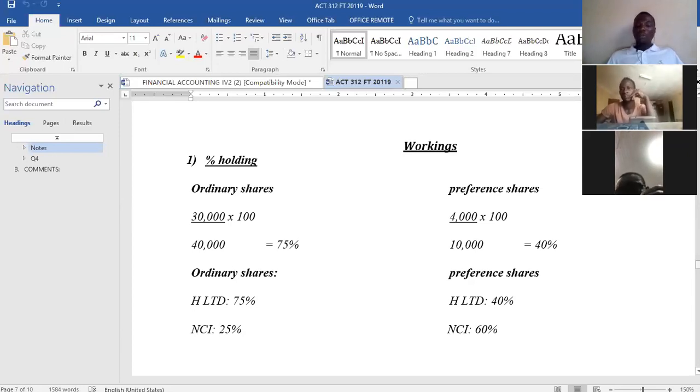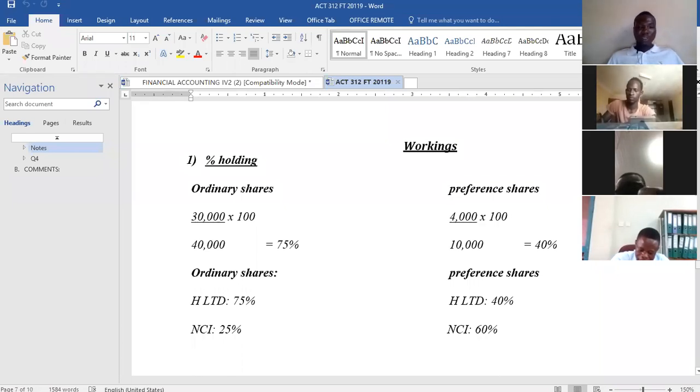If I go to the preference shares, it is the same: one share amounts to 1 cedi. So if the share value on S's books of account is 10,000, then I can say that S has a total amount of preference shares of 10,000. So now we know that ordinary shares of S are 40,000 and preference shares of S are 10,000. Now go to note 1.